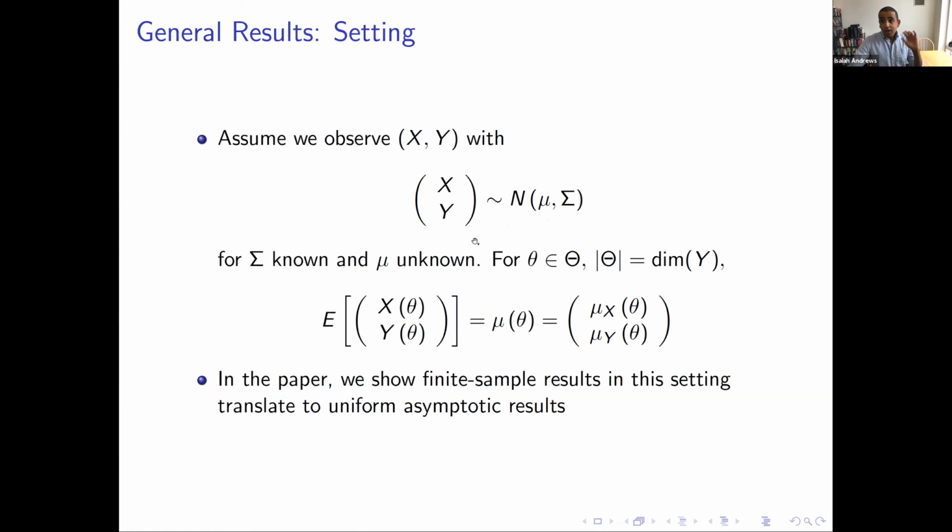Now, in today's talk and in most of the paper, we focus on this finite sample normal setting with a known variance matrix. But in the paper, we show that finite sample results in the normal model translate to uniform asymptotic results in the way you would expect in cases where I've got asymptotically normal X and Y and a consistent estimator for sigma. So if you prefer to think about these as asymptotic results, you can do that translation.